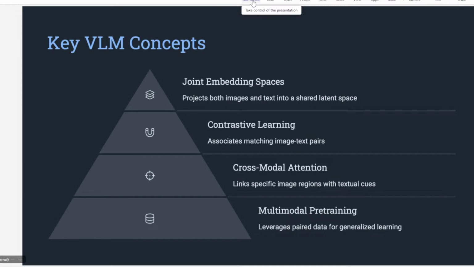And lastly, we have multimodal pre-training, where most VLMs rely on it to generalize well across tasks. That is the main reason why they are so well known for generalizability.